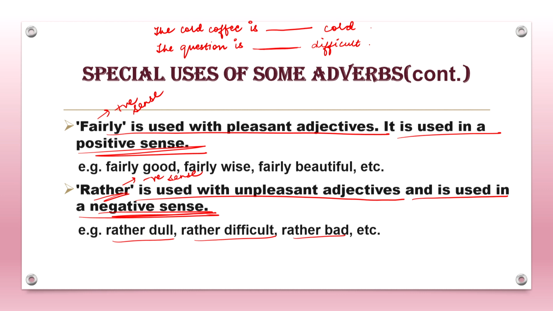The cold coffee is fairly cold. So, this sentence is conveying a positive sense, hence fairly will be used over here. Next is the question is rather difficult. So, here the word difficult is portraying a negative sense, hence in that case rather will be used.